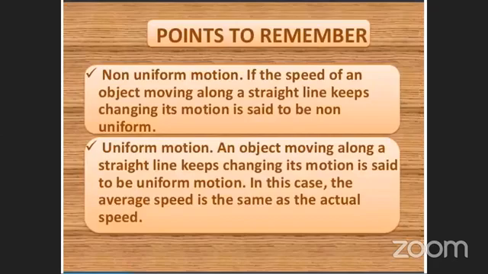So if the speed of an object moving along a straight line, if that car moves in a straight line and keeps changing its speed, that one we call non-uniform motion. Now let me tell you one example of that non-uniform motion.